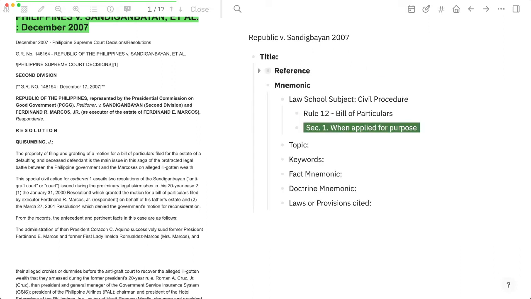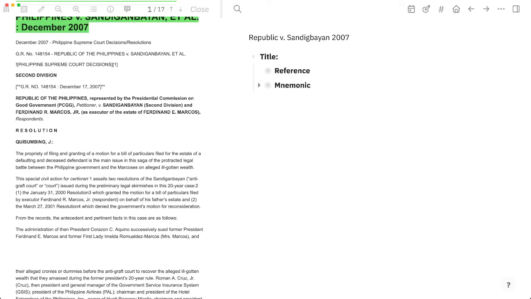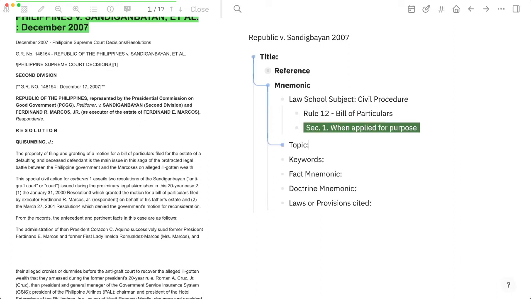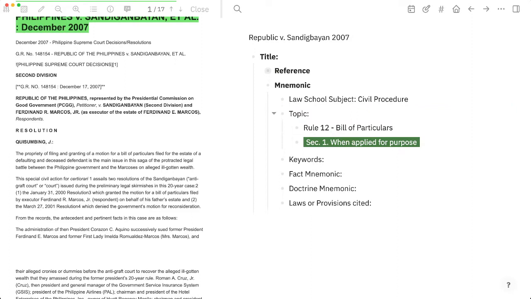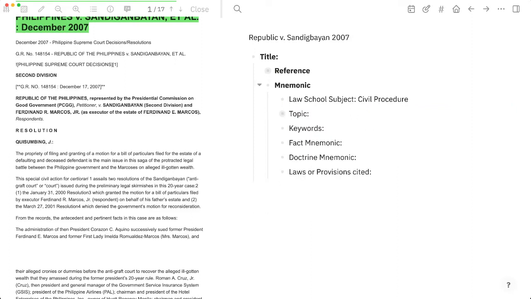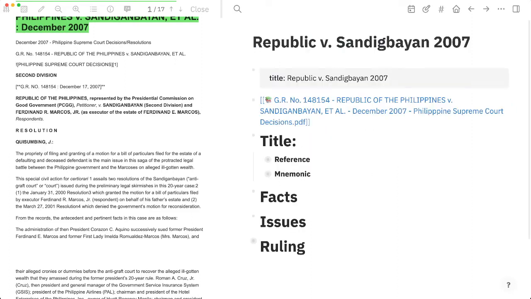Later na yung mga keywords, ganyan-ganyan. Kasi hindi pa natin alam. And I'm going to add that later or soon. May iba ng topic dito pala yan. So I should have put that here. Dito. Okay. So that's mnemonic. Now let's go to, start na tayo sa facts.